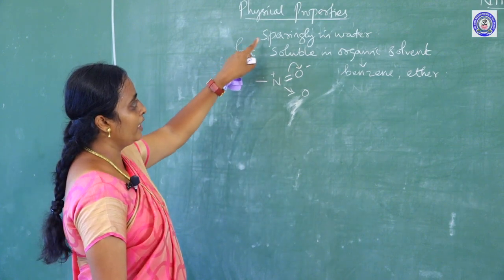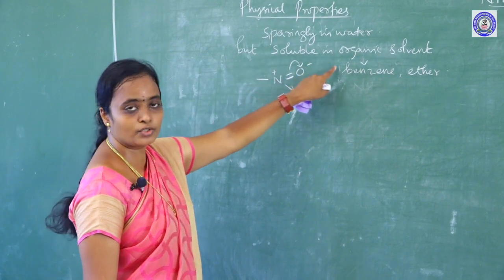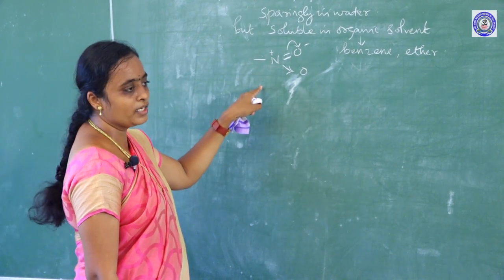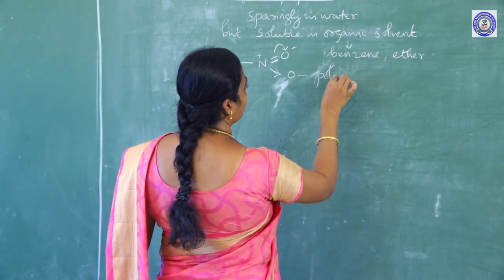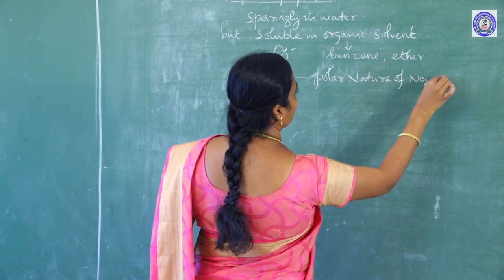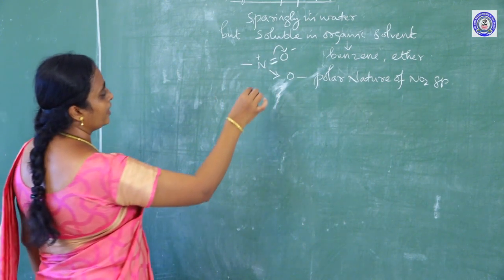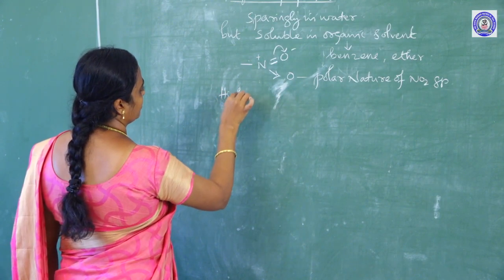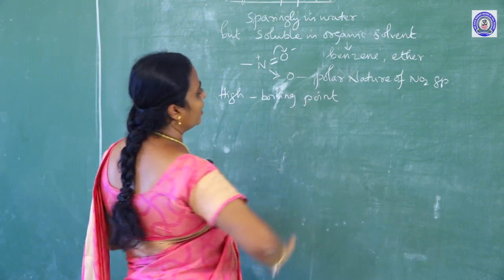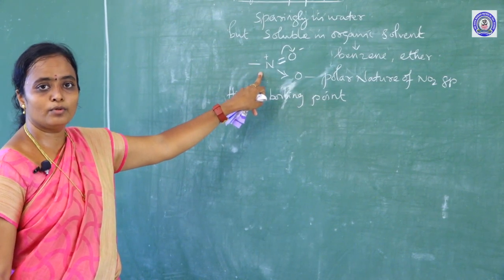On the whole, it is sparingly soluble in water, but soluble in organic solvent. The boiling point is based on the polar nature of the NO2 group. If I give a comparison, the boiling point of a nitro compound is high. The high boiling point of a nitro compound is due to the polar nature of the NO2 group.